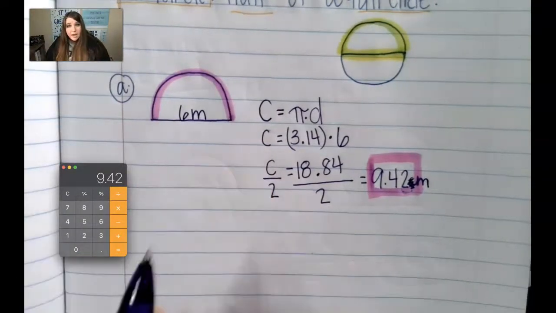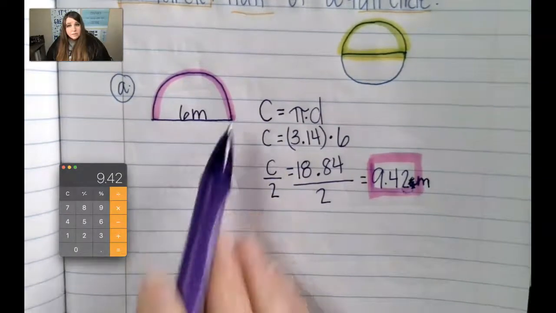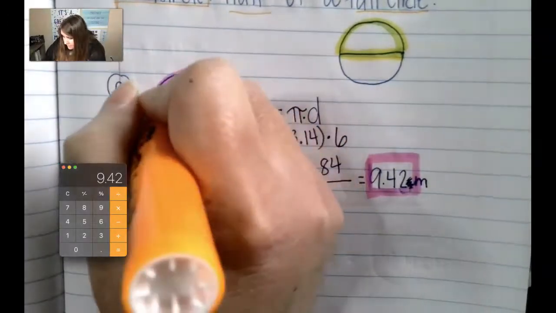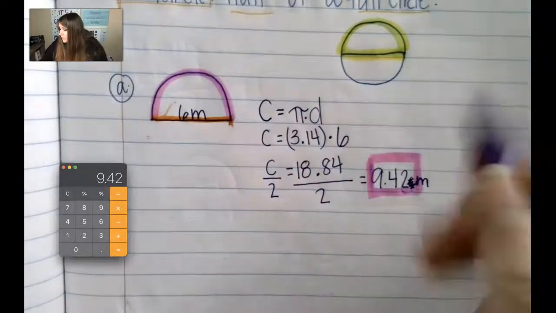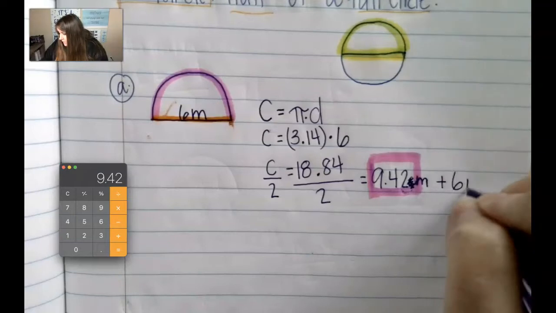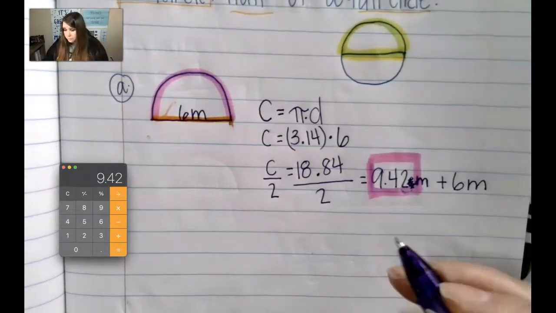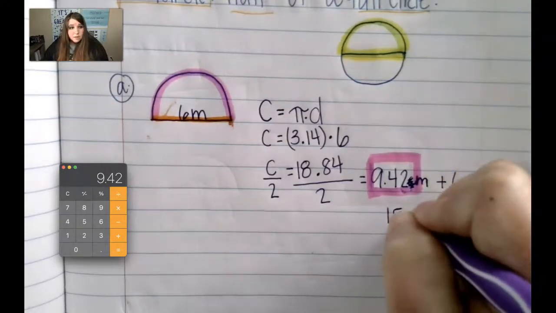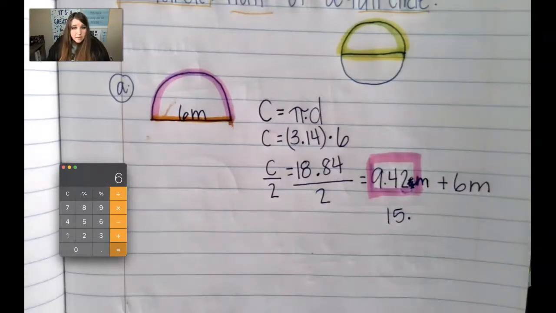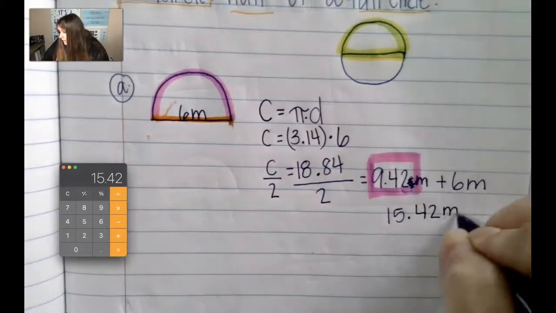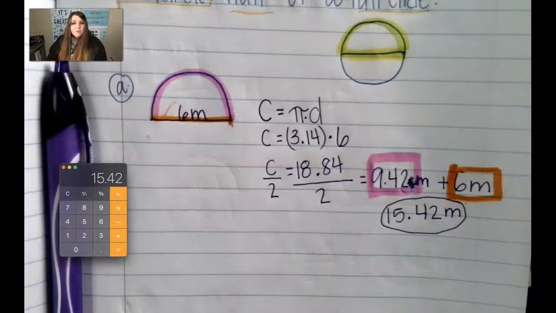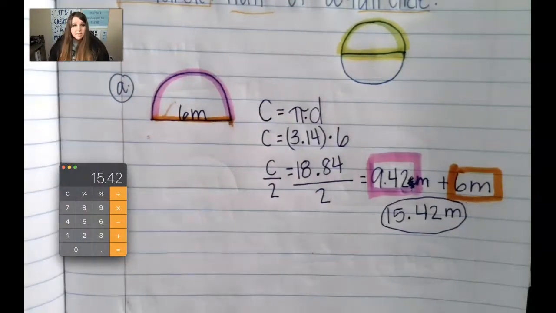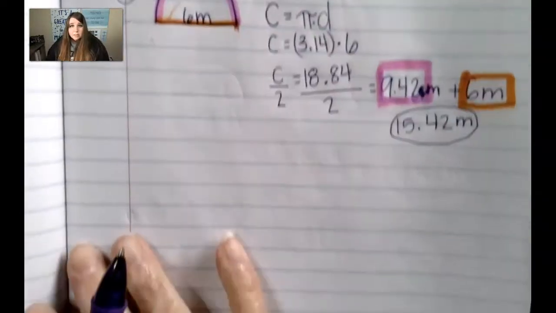So to walk across the center, I need to add in these meters here. So now I'm going to add in the diameter, because I'm walking not only the pink part, but also this orange part. So 9.42 plus 6 meters for a grand total of 15.42 meters. So we're taking the pink part plus the orange part, and now we've walked the entire semicircle. Okay? All right, let's do another example so that you can see this in action a little bit more.